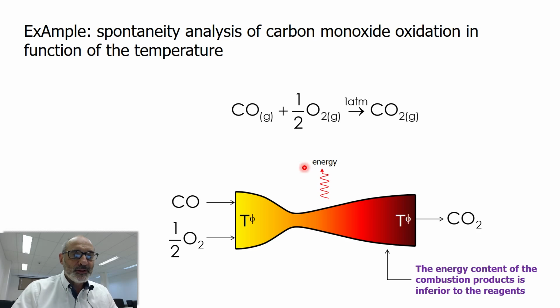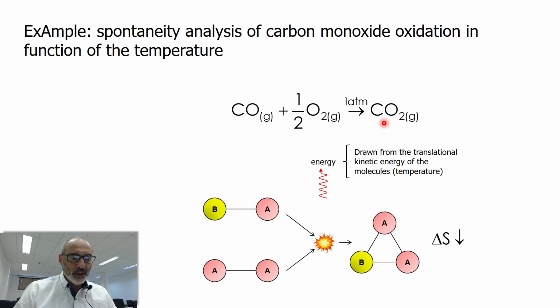Let's see if this reaction is spontaneous or not. This is exactly one of those cases, two cars or parts of a car bumping into each other and forming a single car. So entropy decreases, but we know that it is exothermic. It releases energy, and this energy can be used to form these particles.